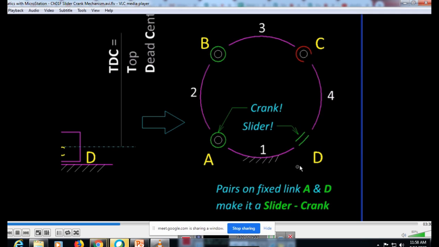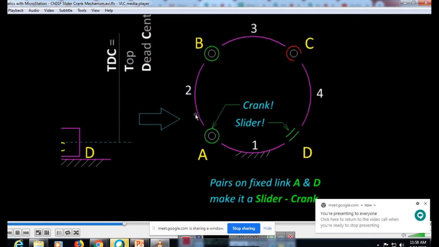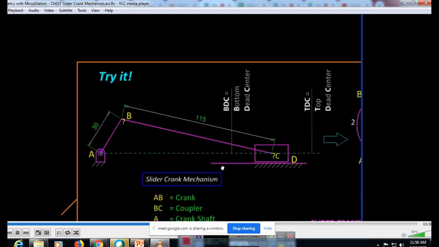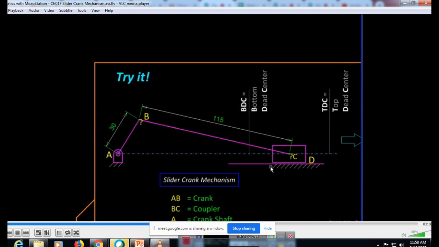Can you see the screen video? We can consider either the crank or the slider as the input link, converting reciprocating motion into rotary motion, as in the case of an IC engine, or rotary motion into reciprocating motion, as in the case of a reciprocating pump or compressor. In its physical form, it can be represented like this, with link AB shown over here. So this is the normal slider crank mechanism.